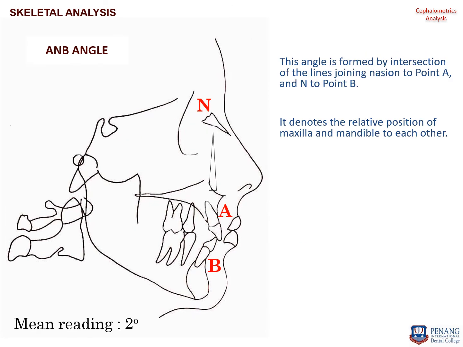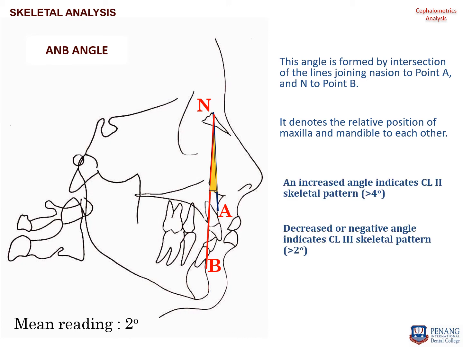The third angle we will be discussing is the ANB angle. This angle is formed by the intersection of lines joining nasion to point A and nasion to point B. So nasion to point A, now nasion to point B. Point A was the reference point on the maxilla, point B is the reference point on the mandible. So the angle formed between these 3 points will give you ANB. It also represents the relative position of the maxilla and mandible to each other.